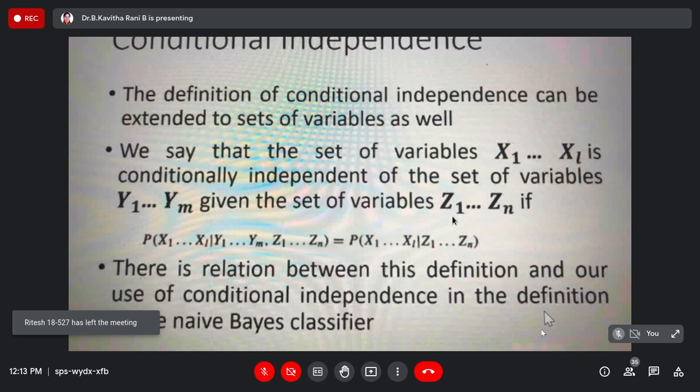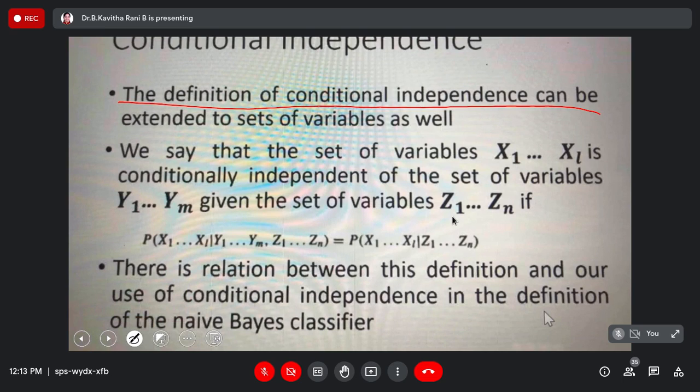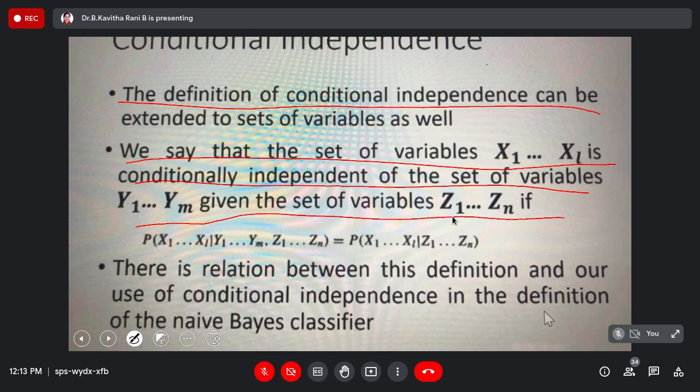So the definition of conditional independence can be extended to sets of variables as well. We say that the set of variables x1 is conditionally independent of the set of variables y, given the set of variables z. And any set of variables is conditionally independent of the other variables, given the set of variables z. So that is what we are specifying here.